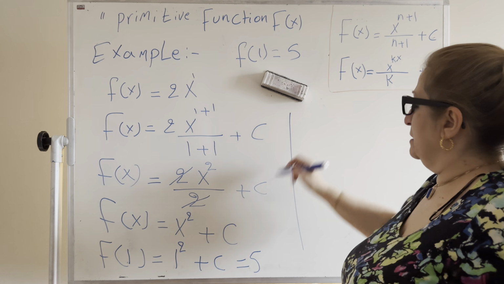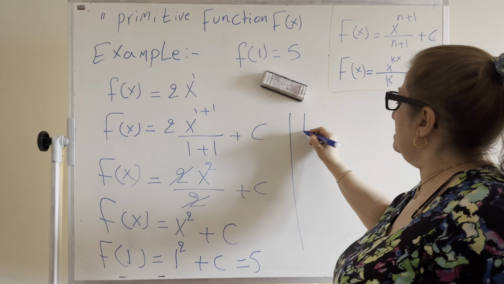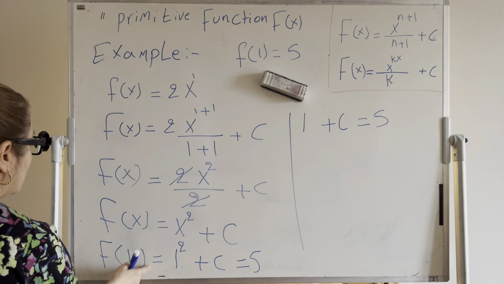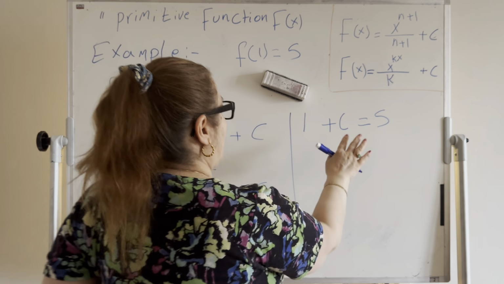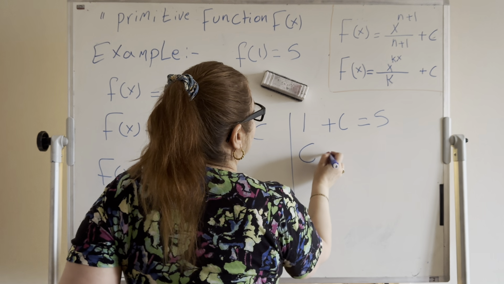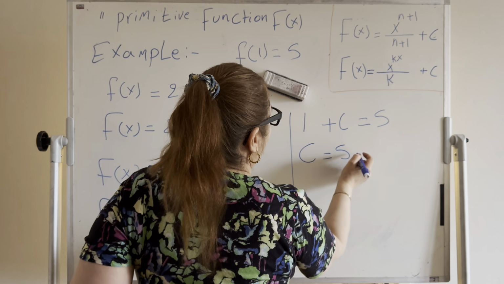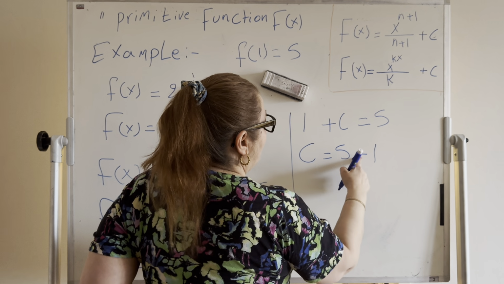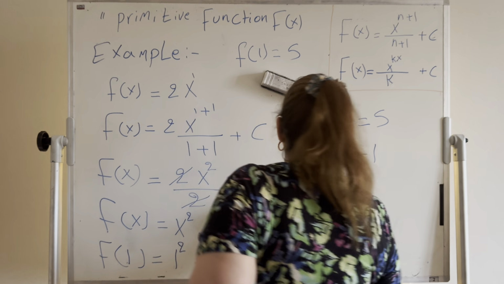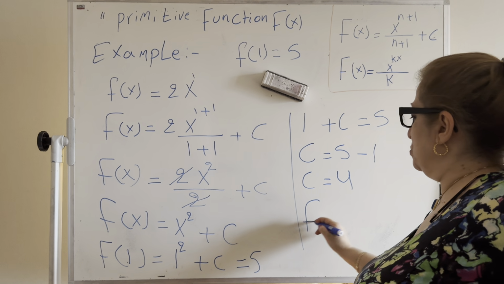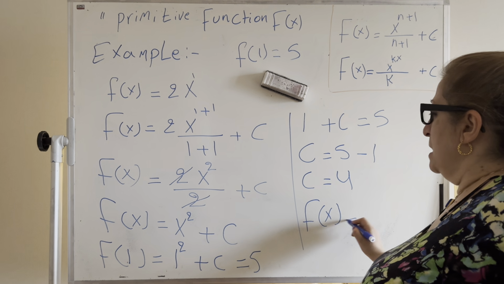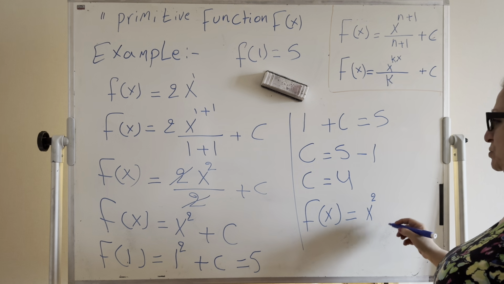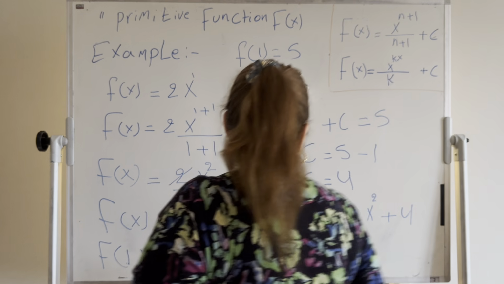I will write it again here. 1 power 2 will be 1 plus c equals 5, because 5 equals y when x equals 1. Then I will find the constant. I will change the sign when I change the place of 1, and it will be c equals 4. The constant equals 4, and the primitive function will be x power 2 plus 4, because the constant is 4.